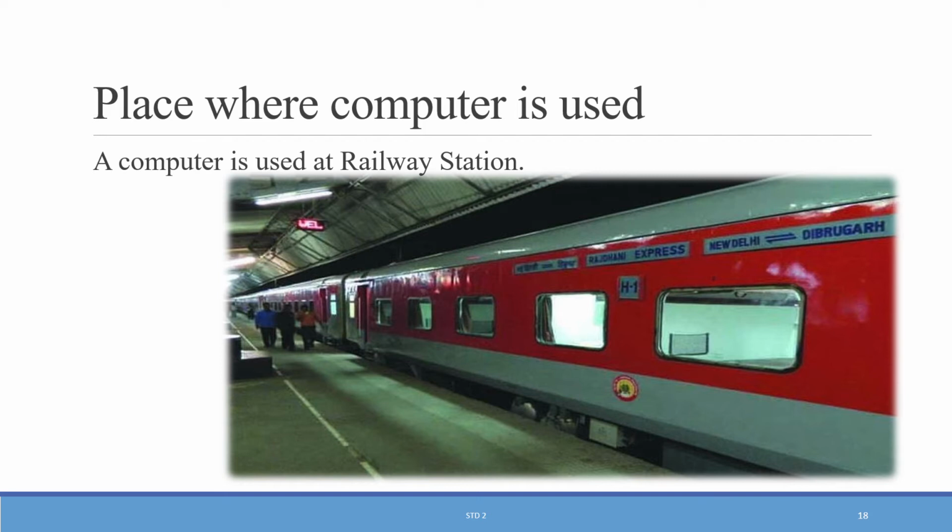Which place did we learn first? At a home. Second, we learn at a hospital. And the third one we learn is at an airport. And then now the fourth one, where? The railway station. And this is the picture of our railway station.